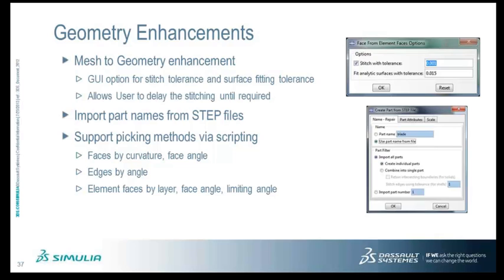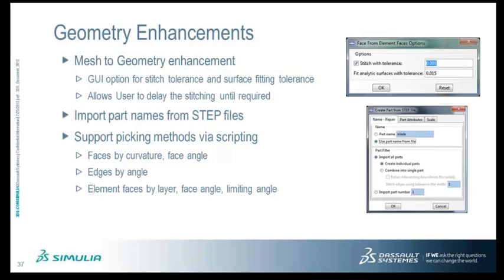Among the geometry enhancements in 613, you will see that we've added an option to specify stitch tolerance and surface fitting tolerance. So this is particularly useful as you create geometry from elements, so that you can keep the option to stitch as a very last operation, knowing fully well that the stitch operation is perhaps one of the most expensive operations as you cobble together the geometry. We've also now added the ability for you to import part names from step files. This did not exist in 612.